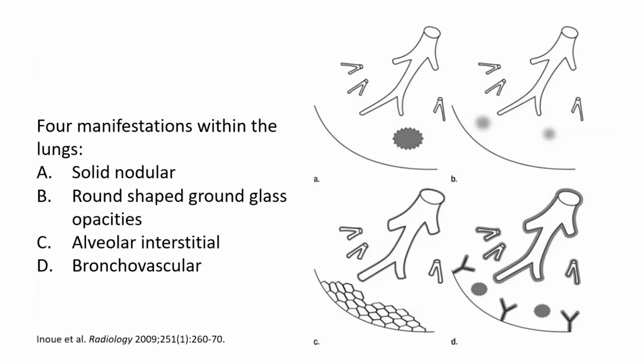Also, it can cause these round-shaped ground glass opacities. That's shown in B there. If you imagine glass being ground into a fine sediment, it kind of looks like that, and that's why it's described as ground glass opacities. You might see that on CT scan reports, and that's what they're referring to. And they tend to have this roundish appearance.